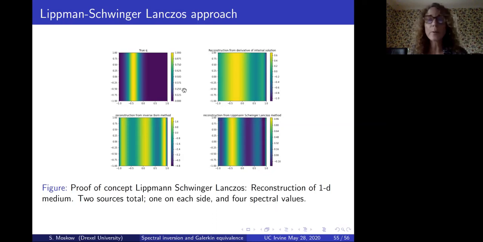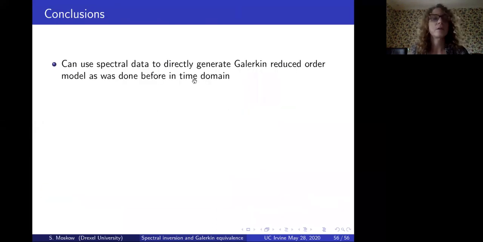So this is just a proof of concept because it's a simple example. This was just recently computed, with 2 sources and 4 spectral values. So, I think I'm finishing right on time with conclusions.